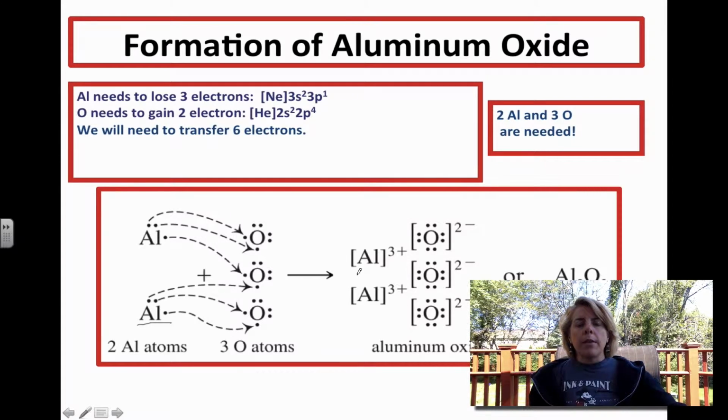So when we draw the dot diagrams, notice that we have 2 aluminums, and they have a 3+ charge each because they each lost 3 electrons. And remember, with nonmetals, the goal is to have 8 electrons. And notice that each oxygen has 8 electrons because it essentially gained 2 electrons from an aluminum atom.